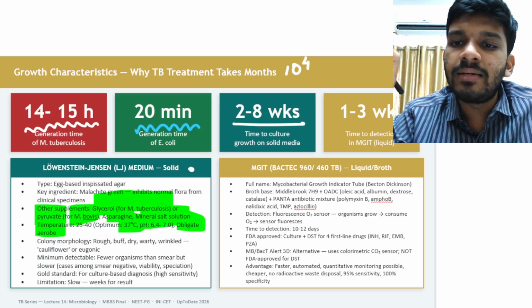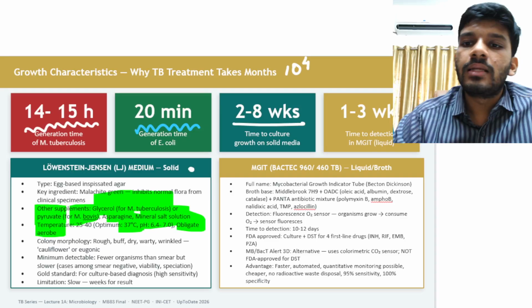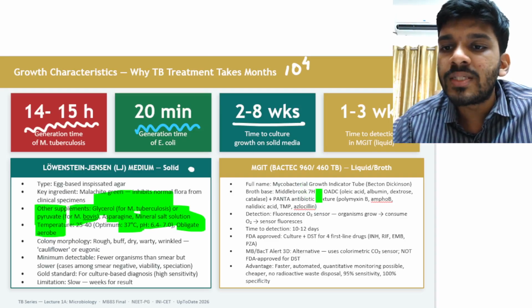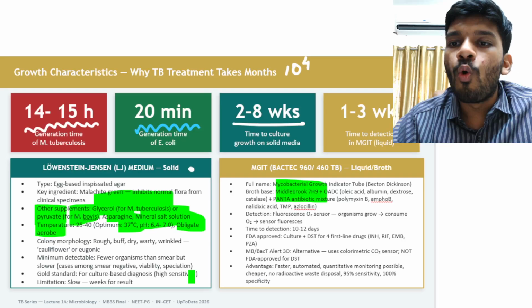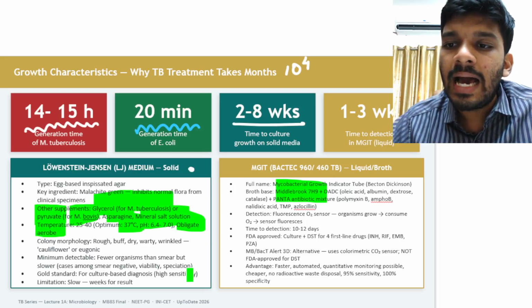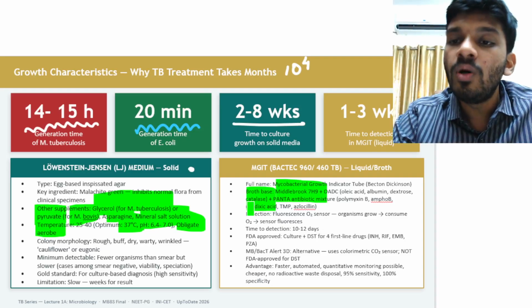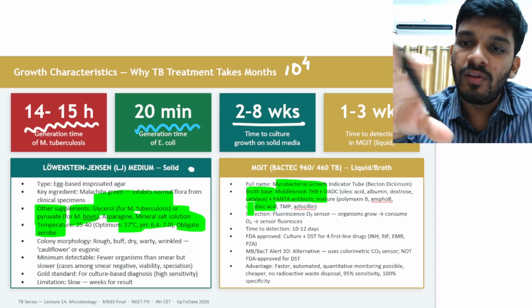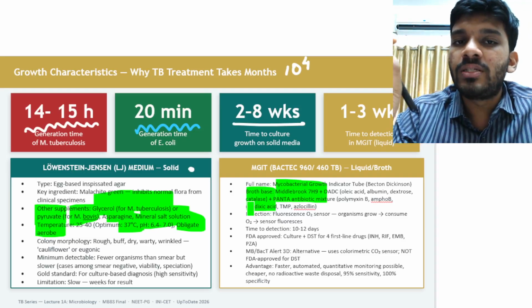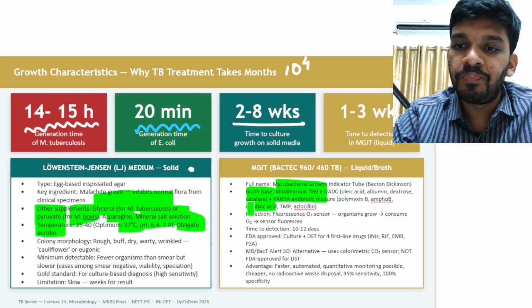The only thing you have to remember is that when you're talking about broth base, the culture medium they use is the Middlebrook 7H9 plus OADC, which is oleic acid, albumin, dextrose, and catalase. All of this you can find in the notes that I will provide to you. You need not write all of this down. All of this is already there in the notes that will be there in the link for this video, right?